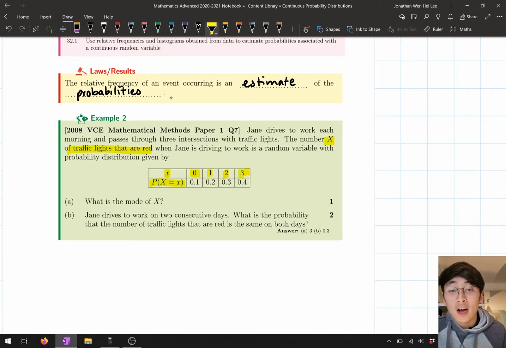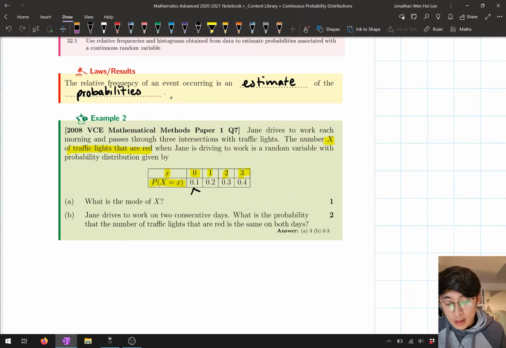And underneath, this P(X = x) is just the probability of each one of these things occurring. So here, this one here, 0.1, that means that the probability of that random variable being 0 traffic lights is 0.1. That's what this means.